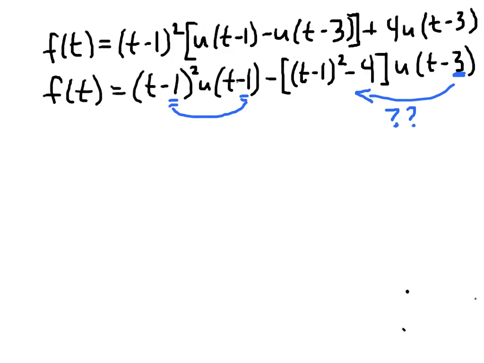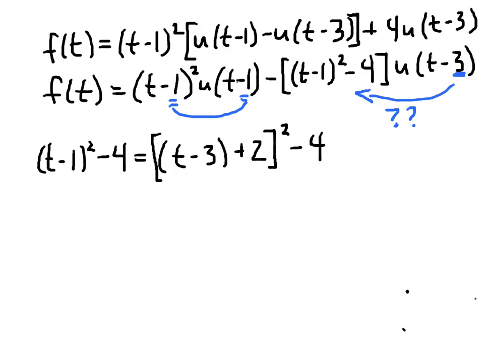So let me show you what we'll do there. First I rewrite the t minus 1 as t minus 3 plus 2. My motivation for doing that is that we have this 3 up here that we're trying to match. So next what I need to do is take a look at that quantity inside the square brackets.